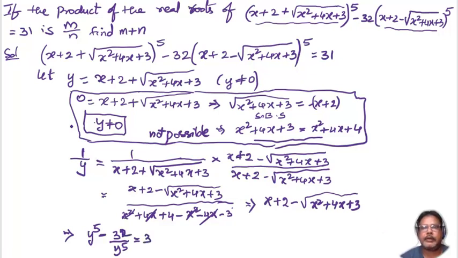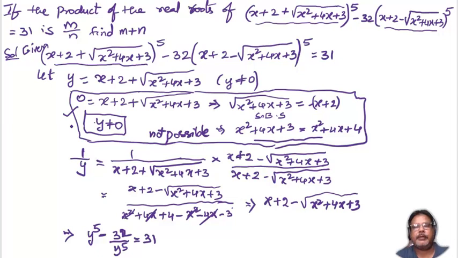Okay, is equal to 31 now. So again I am recalling here. So this is given now. So here if you make the powers of 5 the problem will be difficult. So what I am taking, the first term I am taking as y, x plus 2 plus root of x square plus 4x plus 3 as y. So here y cannot be 0. Here I explain why it is not equal to 0.